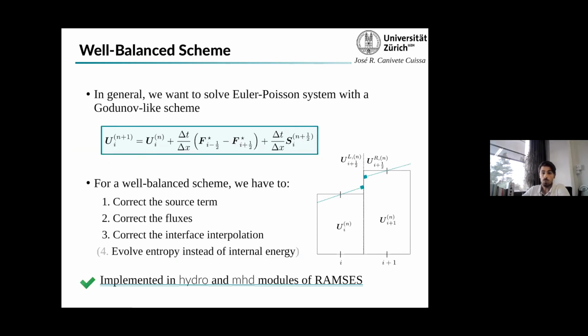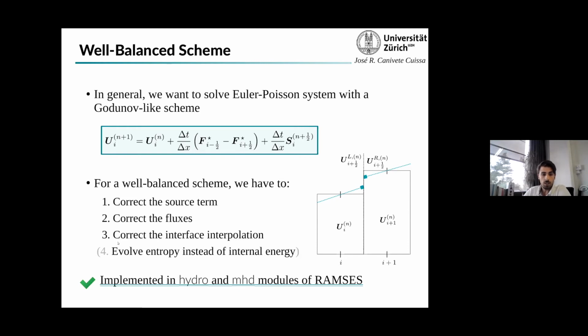So now if you want to do this with a Godunov-like scheme, like the one we have in Ramses, you have to modify your numerical scheme a little bit. What you have to do is correct the source term, because as we have seen a moment ago, the source term for the momentum equation depends only on the perturbations of the density. Same thing for the fluxes. For the momentum equation, again, it only depends on the perturbations of pressure. And you also have to correct the interface interpolation, because if there are no perturbations, you want these two interface interpolations to match at the interface, so that there are no fluxes, so no waves propagating in your simulation that can destroy this equilibrium profile.